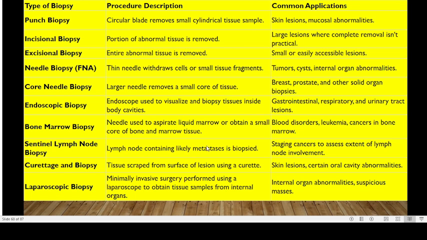So type number one, we have the punch biopsy, where we remove a small cylindrical tissue, especially for the skin. Incisional biopsy, where a portion of abnormal tissue is removed. Used for large lesions where complete removal isn't practical. Excisional biopsy, where the entire abnormal tissue is removed, especially if there is a small or easily accessible lesion.